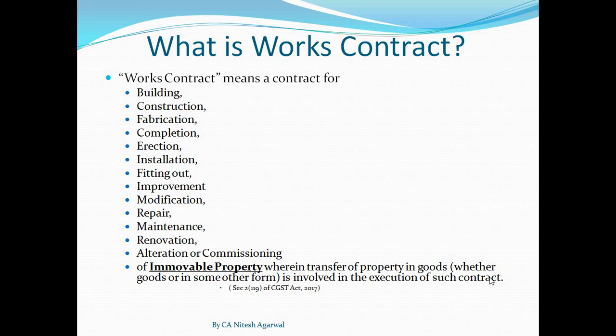So, by reading this definition, we can conclude that if all these 13 services are provided in relation to an immovable property, where transfer of property in goods is also involved, then such a contract will construe to be a works contract. The point to be noted here is that all these services should be provided only in relation to an immovable property. If this is provided in relation to a movable property, then such a contract will not construe to be a works contract.